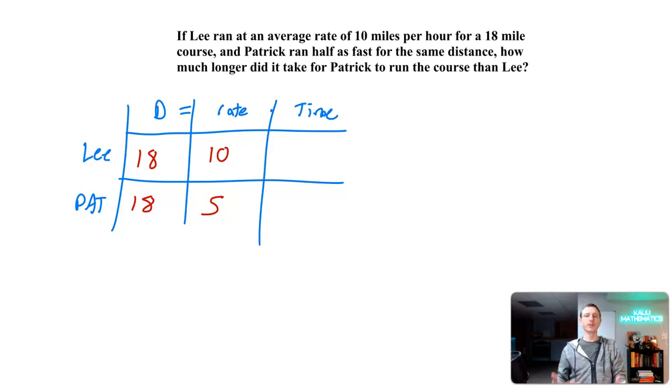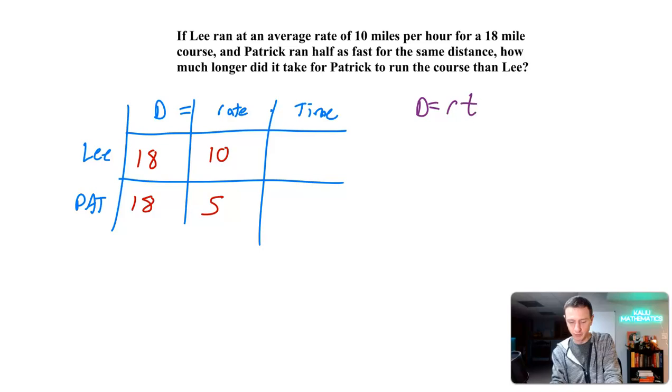Now it says, how much longer did it take for Patrick to run the course than Lee? On the surface, this may seem like a pretty straightforward problem, but you've got to make sure you're answering the actual question. That's the reason I'm doing this video, because this problem would be easily missed. Someone might say, well, how long did it take Patrick to run, or how long did it take Lee to run, but they're not answering the actual question of how much longer did it take Patrick to run the course than Lee.